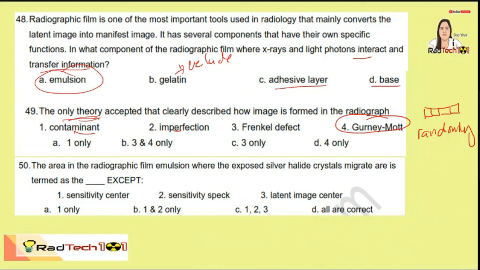And because of this defect, imperfection or contaminant, it is possible to form a latent image in the radiograph which can be converted into manifest image later during processing. So this is the correct answer.